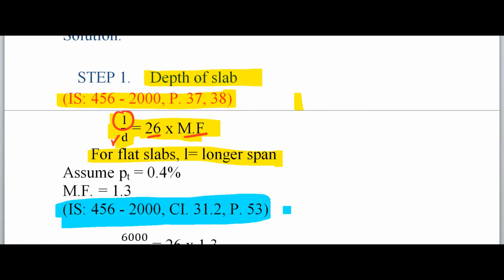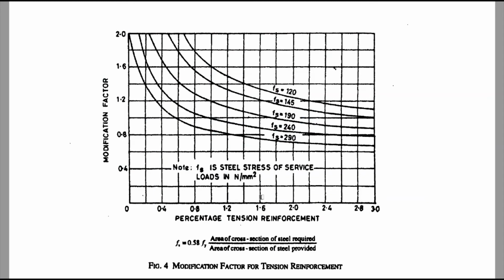Okay, first of all remember this value, PT is 0.4%. We assume PT is 0.4%, so by this PT value we can find out MF, from the page number 53. Let's check. Okay, so by this chart we can find out modification factor. First I told you to remember one thing, the percentage of tension reinforcement PT. We assume it is 0.4. So this line we have to follow, the 0.4 graph, right?